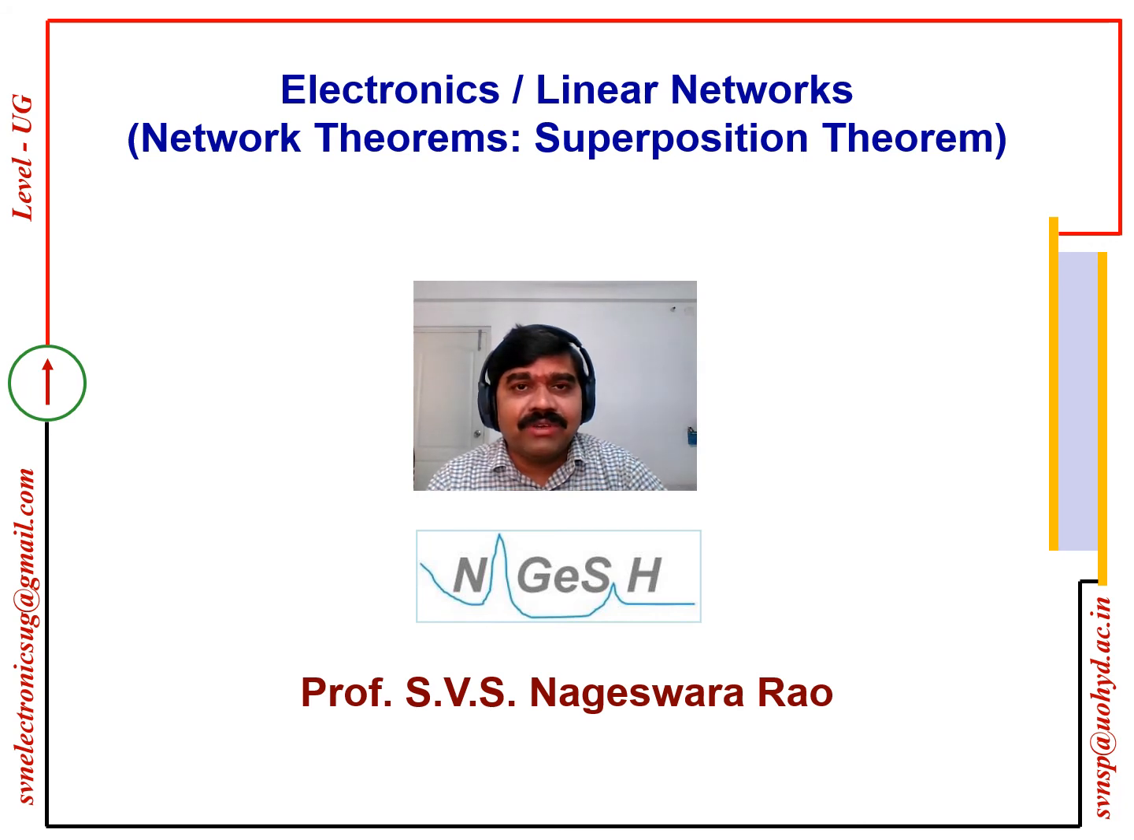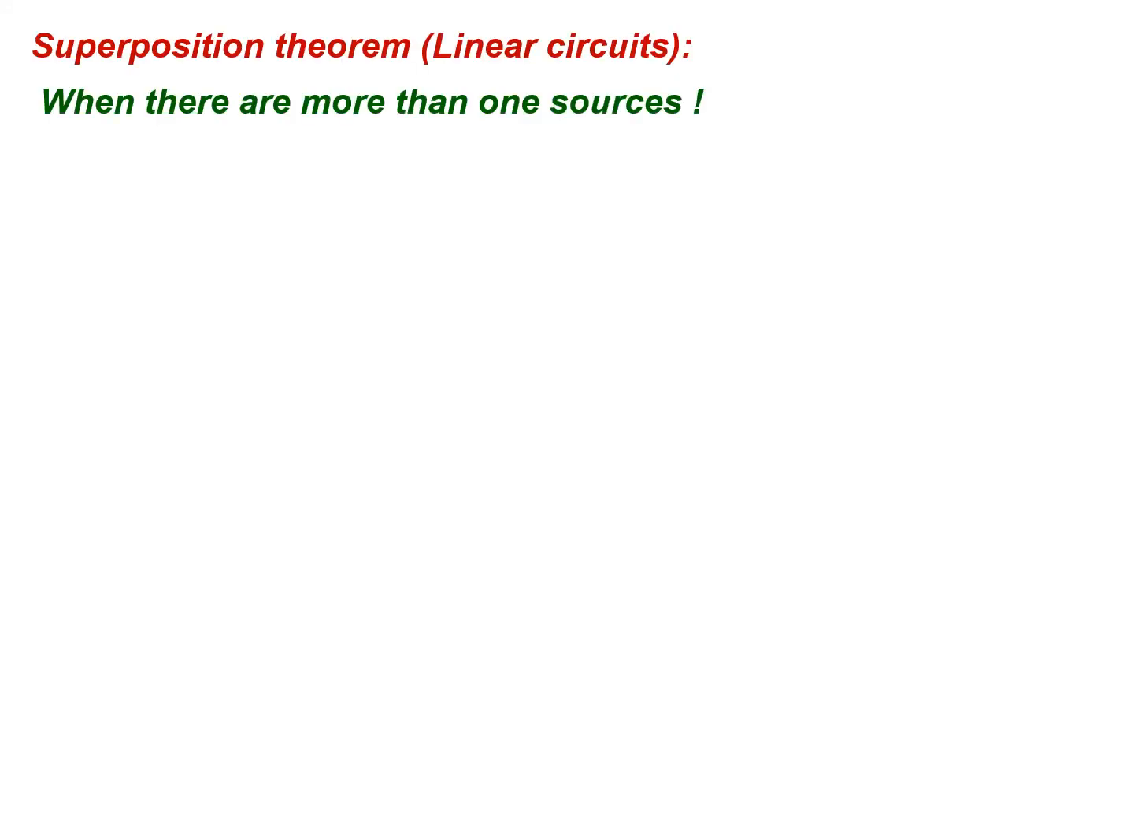Welcome to the network analysis. Today we are looking at superposition theorem. Superposition theorem is applied when there are two or more sources in a circuit. They can be AC sources or DC sources or a combination of AC and DC sources. Whenever you have two or more sources, superposition theorem is helpful in linear circuits.